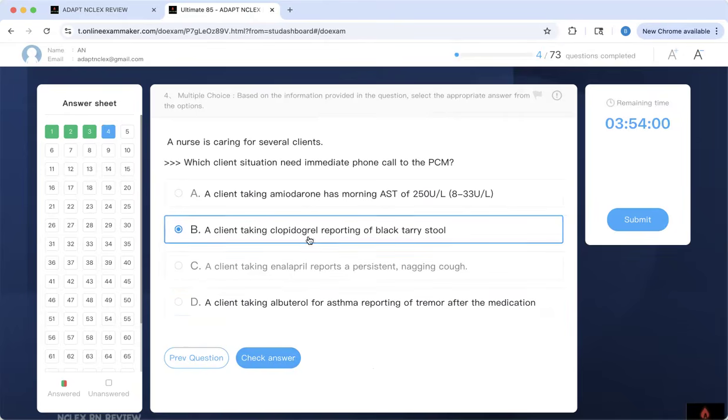I can tell you B is the right answer. Clopidogrel is an antiplatelet. If you have black tarry stool, you're bleeding. Amiodarone can cause liver dysfunction. 250, not bad. At the same time, it's not a priority. Which one is the priority? Lung problem.